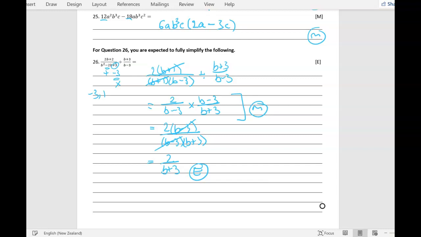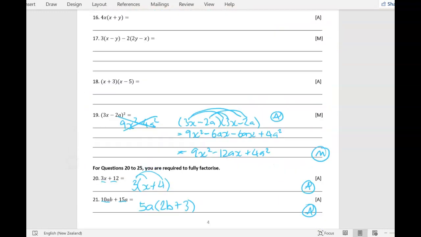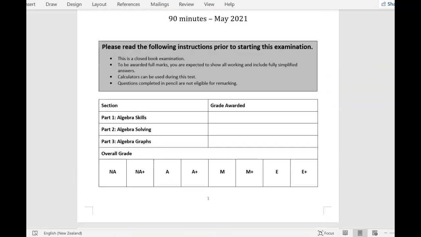And if you were able to show some kind of factorizing skill up the top here, I gave you an achieved mark as well. So big first section, definitely the biggest of the rest. It was one extra page.